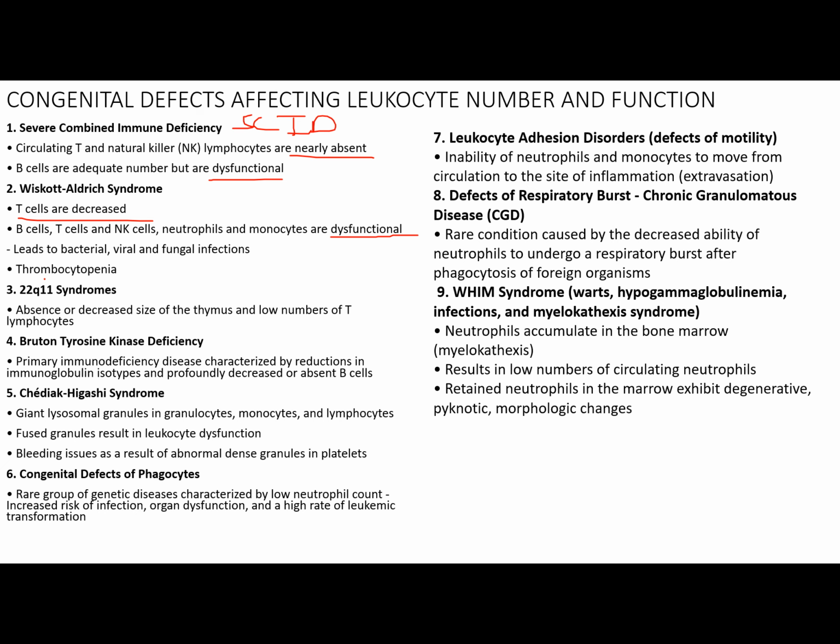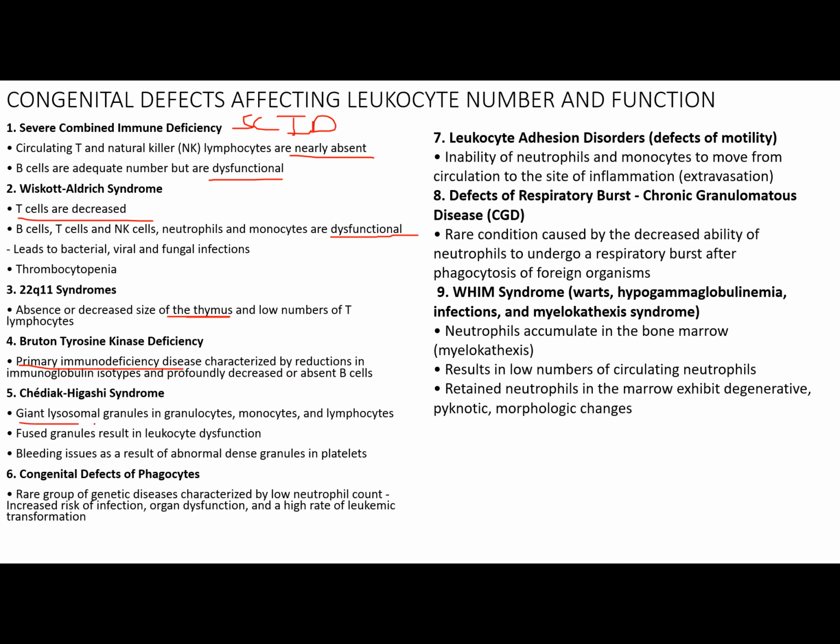Then you have your 22q11 syndrome. This is an absence or decreased size of the thymus, with low numbers of T cells. Then you have your Bruton tyrosine kinase deficiency. This is a primary immunodeficiency disease, class, characterized by the reduction in immunoglobulin isotypes and profoundly decreased or absent B cells. Then you have your Chediak-Higashi syndrome.